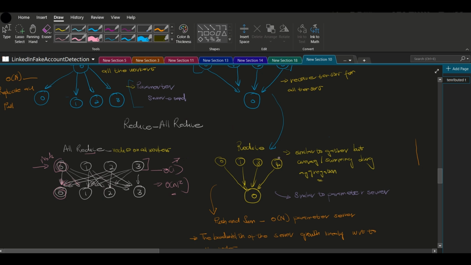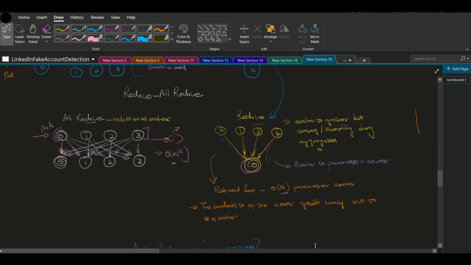Then we have reduce, which is similar to gather, but we have averaging and summing during the aggregation. So we receive all of these gradients from different nodes, and then these nodes have to average them. It's still O(n) because you still have to receive the gradients from all of the nodes. So the bandwidth grows linearly with the number of nodes that we have.